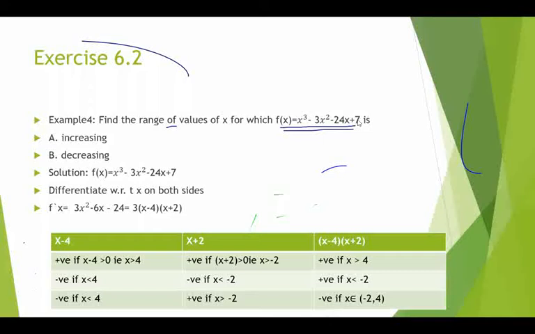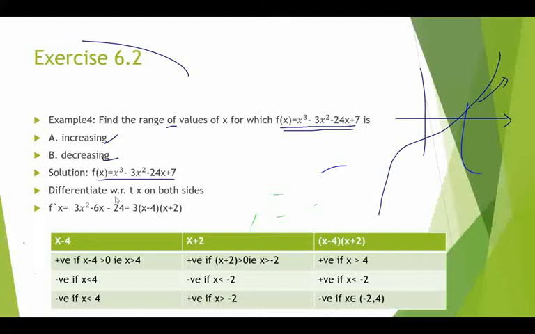We have to find out the range of values, or you can say find the intervals in which our given function is increasing and decreasing. So I have x cube minus 3x square minus 24x plus 7, which means this curve may be a graph like this. You have to find out the range of values for which it is increasing and for what values it is decreasing. Now I consider the function.